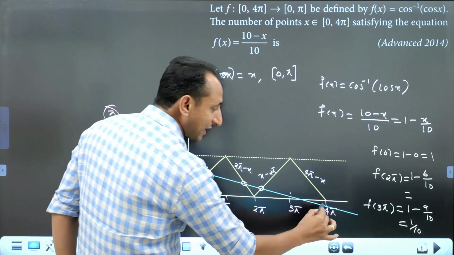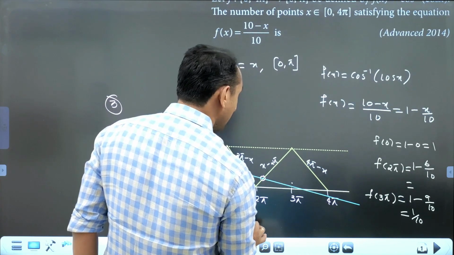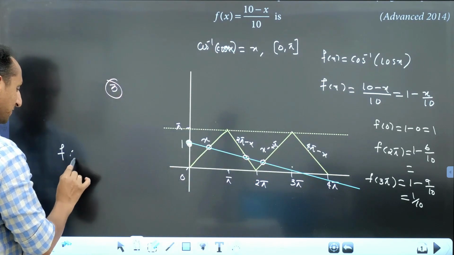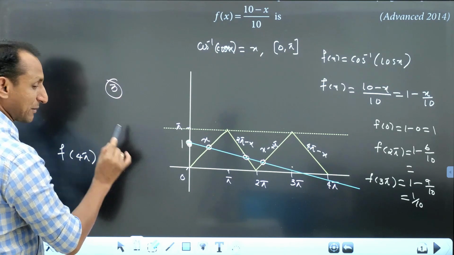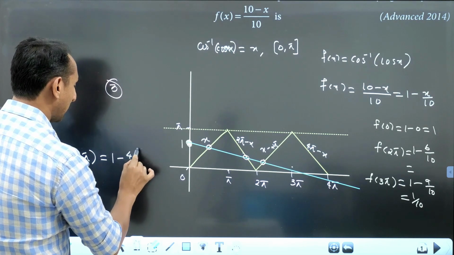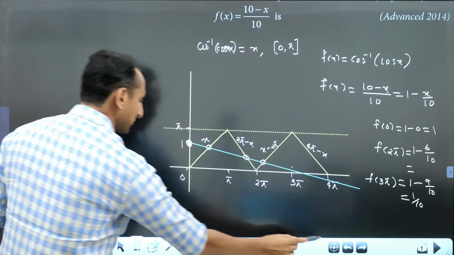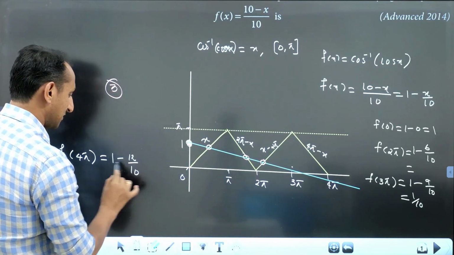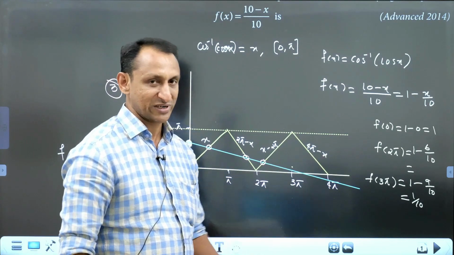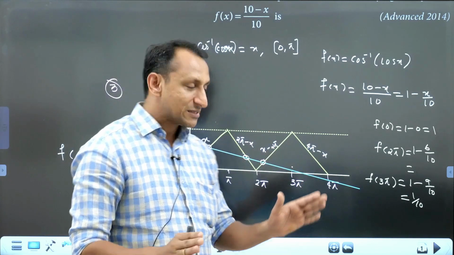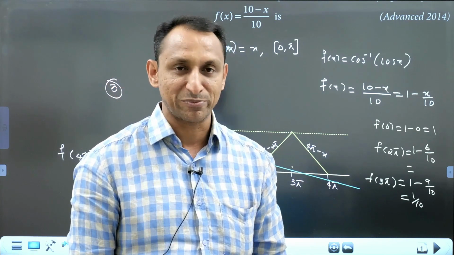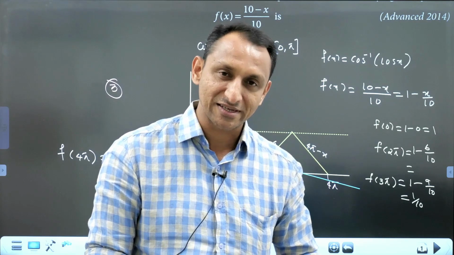Why? When you put x equal to 4 pi here, what happened? F of 4 pi is equal to 1 minus 4 pi by 10. 4 pi is approximately 12 point something. That becomes 12 by 10, which is a negative number. So the graph is below the x-axis, no point of intersection. From 0 to 4 pi, this green and blue graph intersect exactly 3 points. So number of solutions is 3.